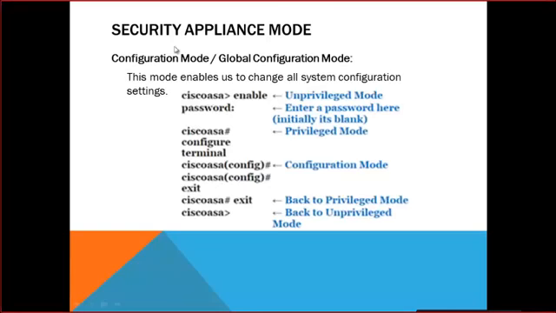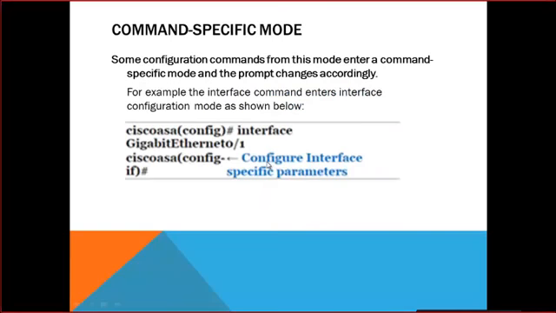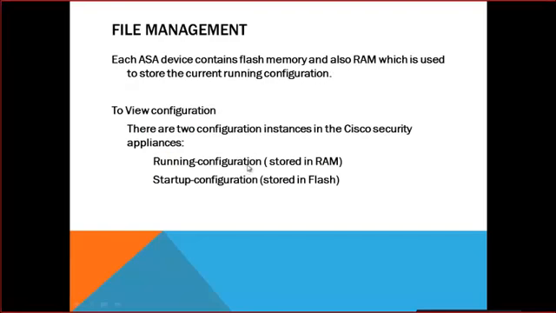Now the next mode is the global configuration mode. To go to the global configuration mode, we need to type config terminal. When you type config terminal, you will be inside the global configuration mode. So the privilege mode looks like this with a hash symbol. The unprivileged mode looks like this with a greater than symbol. Configuration mode will look like this. Now from this configuration mode, you can go to command specific modes. What does that mean? Depending on the command that you specify. If you say interface gig 0/0, you will be inside that interface. If you say router OSPF, you will be inside the router OSPF. So we go like that.